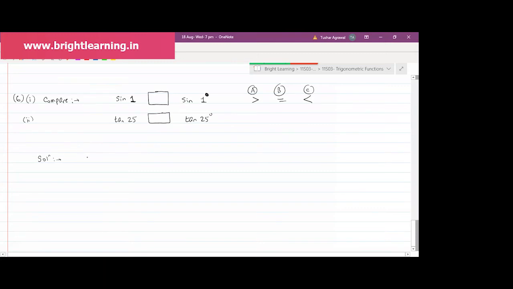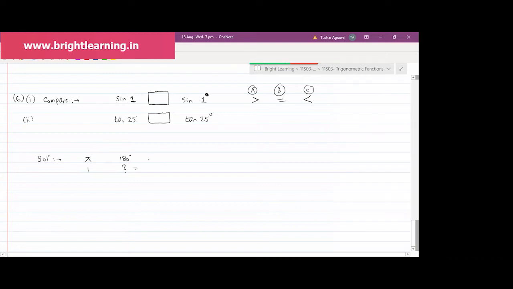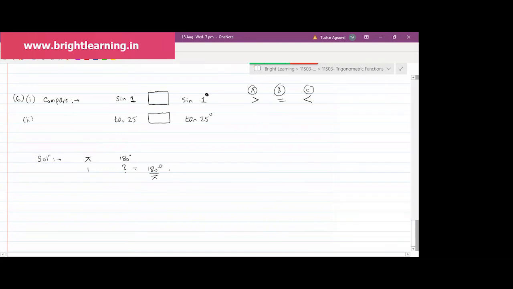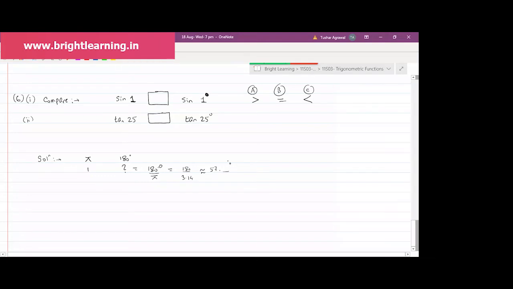So you know that we have already calculated this in the unitary method. Pi radian is equal to 180 degrees. So 1 radian is equal to what? 180 upon pi degrees. This we have calculated. If you substitute 180 upon 3.14, it is approximately 57 point something degree. In the first lecture, we also saw the pictorial representation of 1 radian. Approximately, I told you that it will be 57 point something degree.